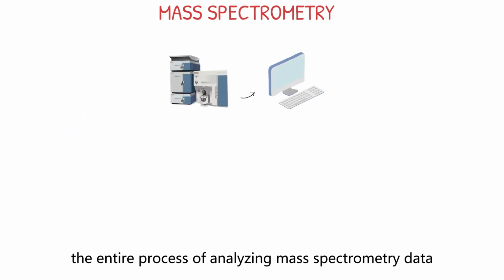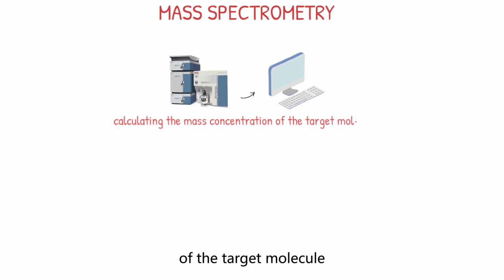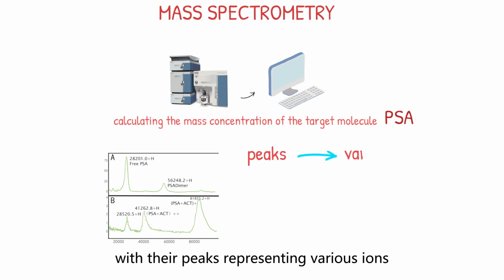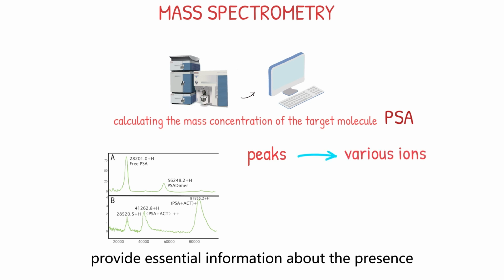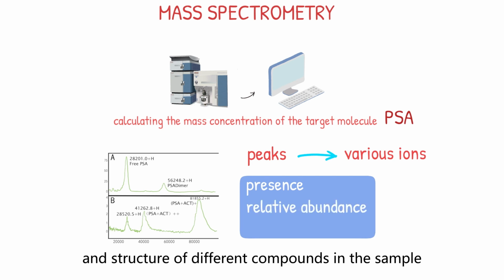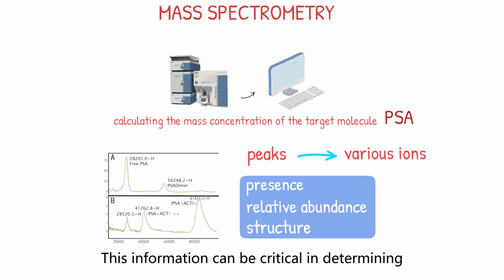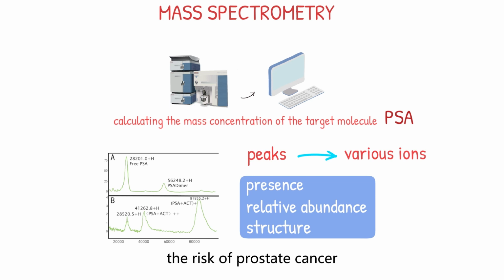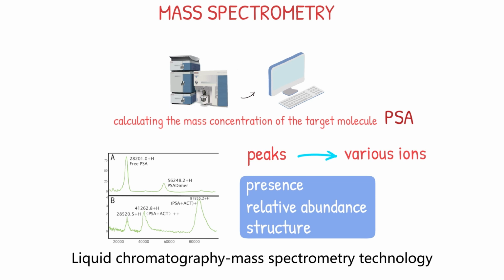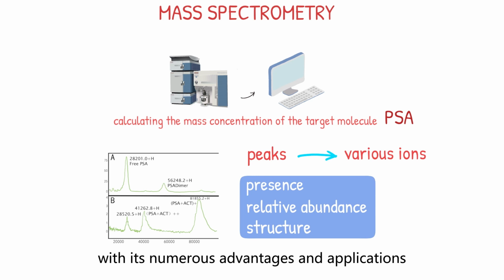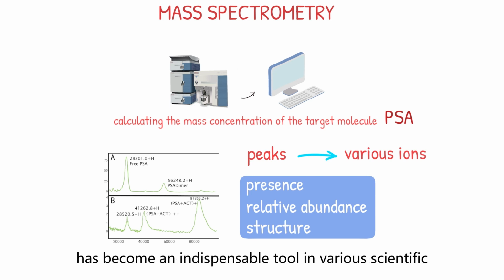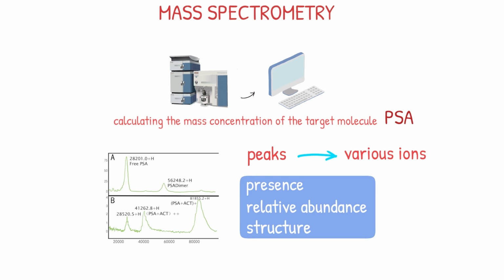In summary, the entire process of analyzing mass spectrometry data involves calculating the mass concentration of the target molecule, in this case PSA. The mass spectra, with their peaks representing various ions, provide essential information about the presence, relative abundance, and structure of different compounds in the sample. This information can be crucial in determining, for example, the risk of prostate cancer. Liquid chromatography mass spectrometry technology, with its numerous advantages and applications, has become an indispensable tool in various scientific and medical fields.